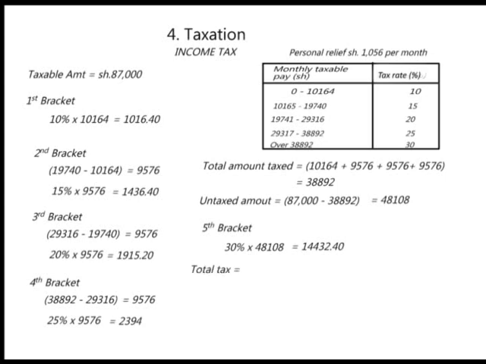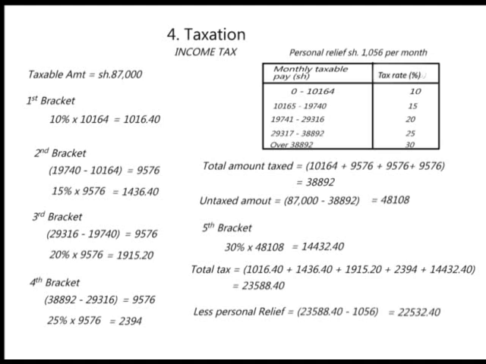Now we calculate the total tax. That is 1,016 and 40 cents plus 1,436 and 40 cents plus 1,915 and 20 cents plus 2,394 plus 14,432 and 40 cents. The total comes to 23,588 and 40 cents. This is the amount he's expected to pay, but he has a personal relief of 1,056. We subtract that from the total tax and we shall get 22,532 and 40 cents. The remaining amount is his gross salary. 87,000 minus 22,532 shillings and 40 cents will give us 64,467 and 60 cents.